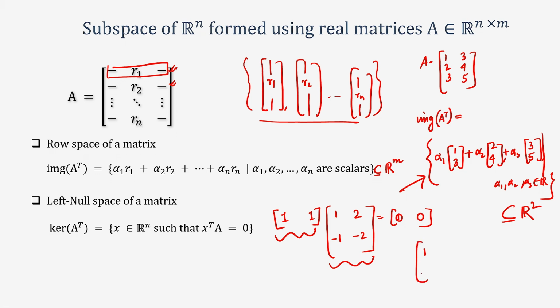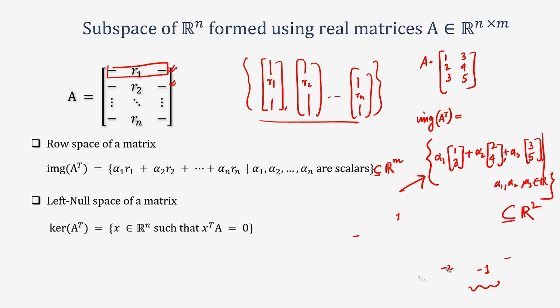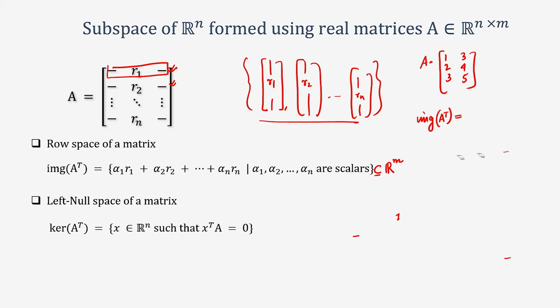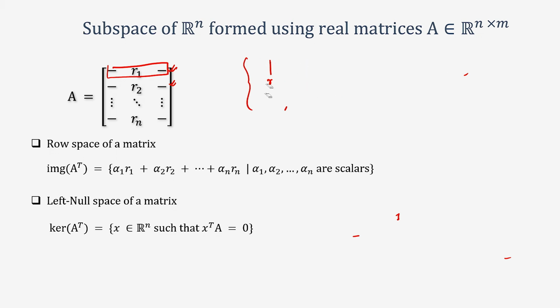Whereas, if you take [1, -1; 2, -2] and multiply from the right by [2, -1], in this case you will get 0, then we will say [2, -1] is in the right null space, or in general the null space of this matrix A. So, this also is a subspace. You can give it a try to prove that the left null space is also a subspace. So, given a matrix A, I can quickly create 4 different types of subspaces.